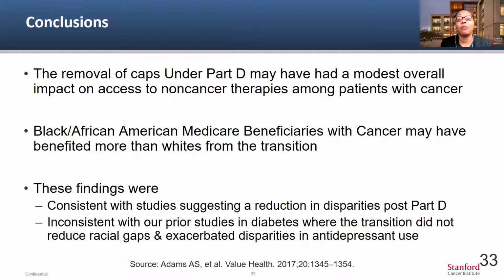So what did we conclude? One, we concluded the removal of drug caps may have had a modest overall effect on access to non-cancer therapies among patients with cancer. We also found that Black and African-American Medicare beneficiaries with cancer may have benefited more than whites from this transition, which is something we had not shown before. These findings were consistent with studies suggesting a reduction in disparities post-Part D. However, they were inconsistent with our prior studies in diabetes, where we did not show that this transition had an impact to reduce the disparities in antidepressant use, for example. Next slide, please.